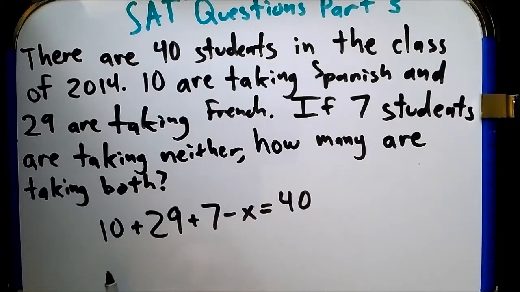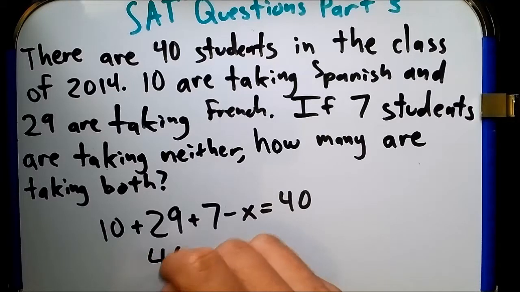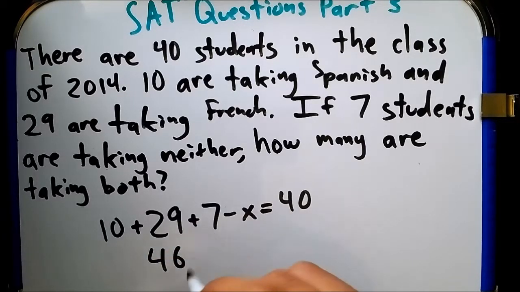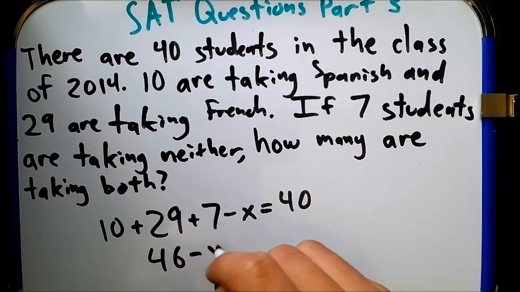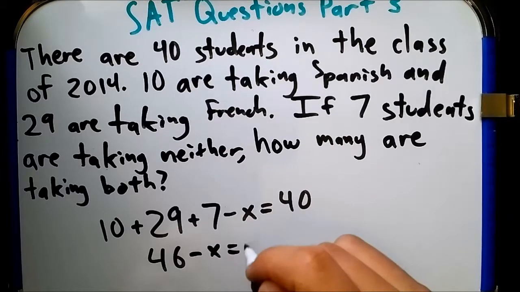So we have the number of Spanish plus number of French plus number of neither minus the number that are taking both equal to 40. We subtract the number that are taking both because if they're taking both, they shouldn't be counted twice. They should only be counted once. So we can see that this is 46 right here. So this equation is simply 46 minus x equals 40.